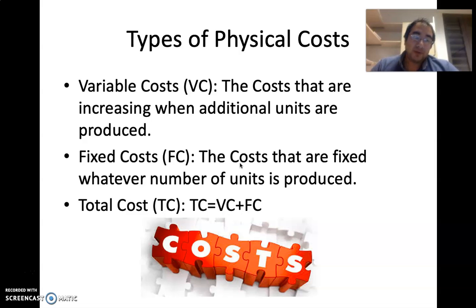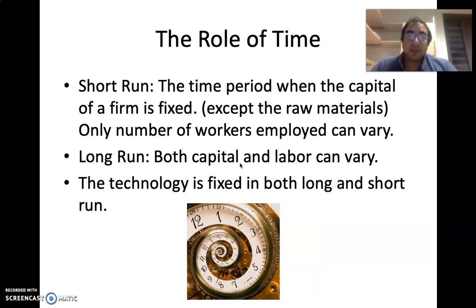When we add the variable cost and fixed cost, we get the total cost, which is, I think, straightforward. Now we come to the definition of the short run and long run for this lecture. The short run is the time when the capital of a firm, that means infrastructure, machinery and means of production, is fixed. So only the number of workers can vary. You cannot get a bigger building. You cannot get more machines or better machines in the short run.